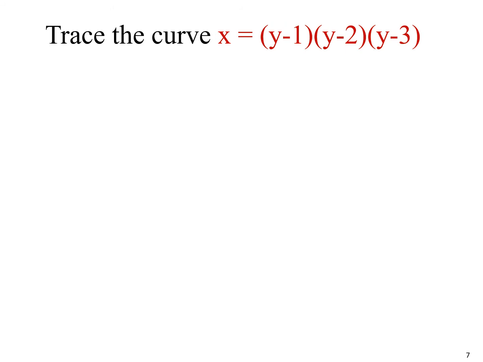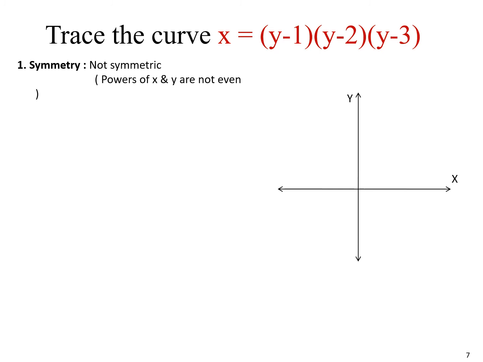The next example is x equal to y minus 1, y minus 2, y minus 3. We will draw this curve again on the xy plane. Let's start with the first rule. Here we can see x and y powers are odd. That means the curve is neither symmetric about the x-axis nor about the y-axis. Even if we interchange x and y, the equation will change. So there is no symmetry at all.